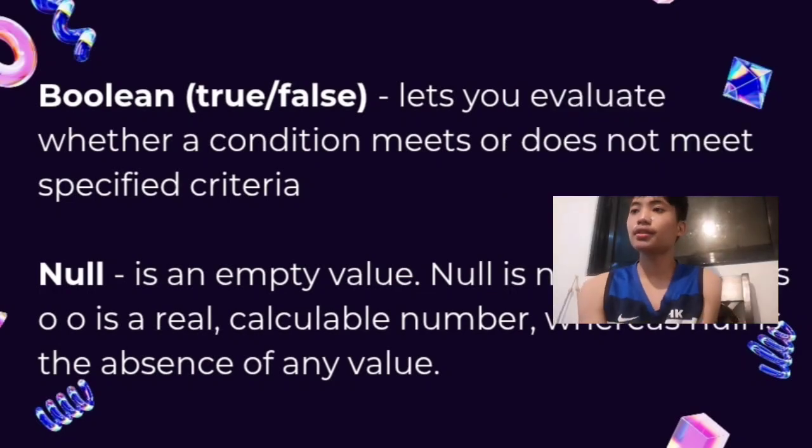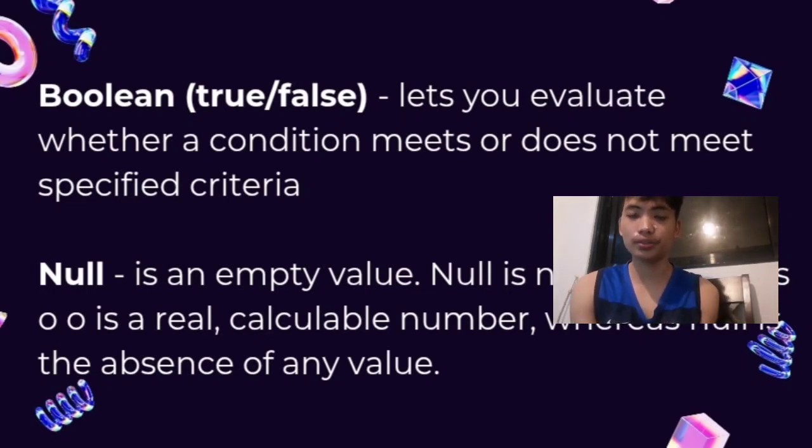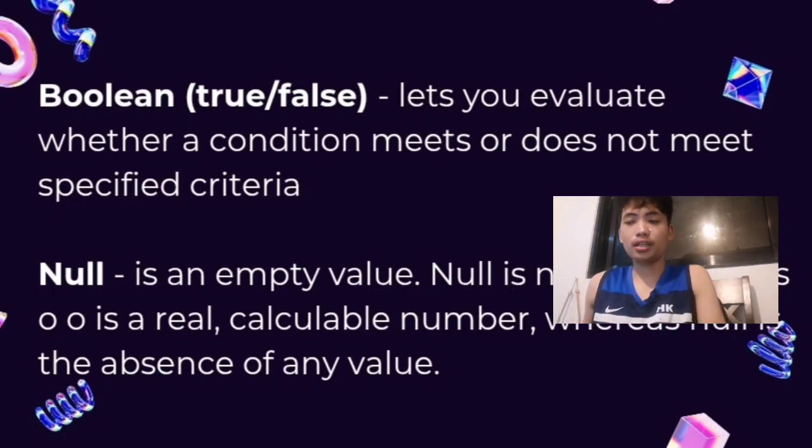So Boolean lets you evaluate whether a condition meets or does not meet specific criteria. So Boolean is a data type that can only have two values, which are true and false. It is used if you want to check a condition. So I have here a code example.